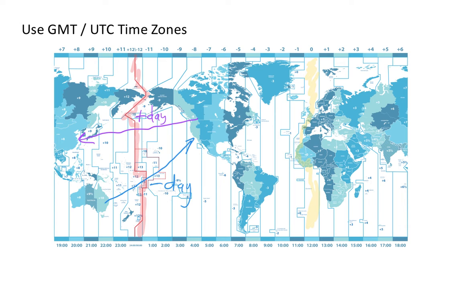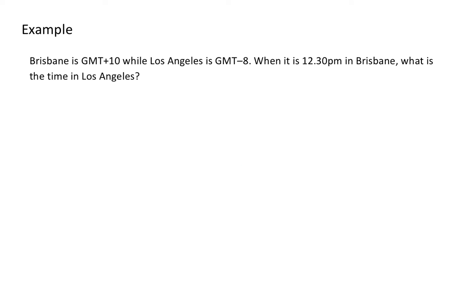can complete this calculation. In the example, we have Brisbane that has a time zone of GMT +10, while Los Angeles is in a time zone of GMT -8. When it is 12:30 p.m. in Brisbane, what time will it be in Los Angeles? To be able to do that calculation, I first need to know what is the number of hours difference between Brisbane and Los Angeles.